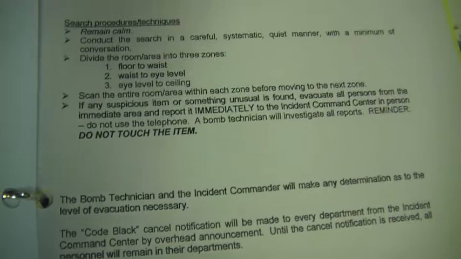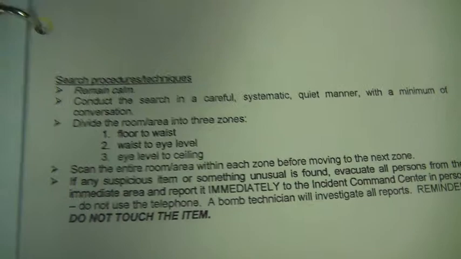Hospital command center will determine the area and location that you will evacuate. And then when it's over, Code Black will be announced overhead. Code Black, all clear. Code Black, all clear. You'll hear it three times.